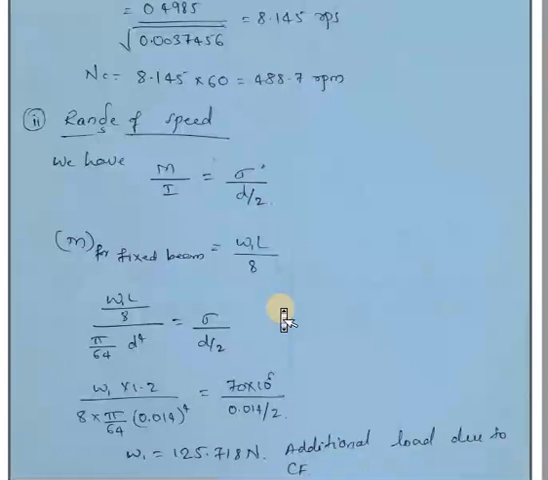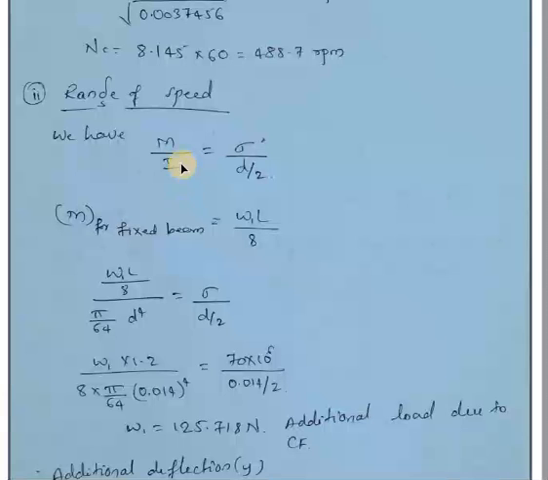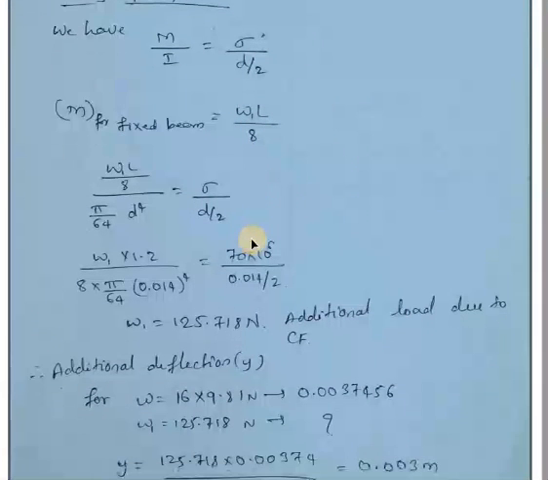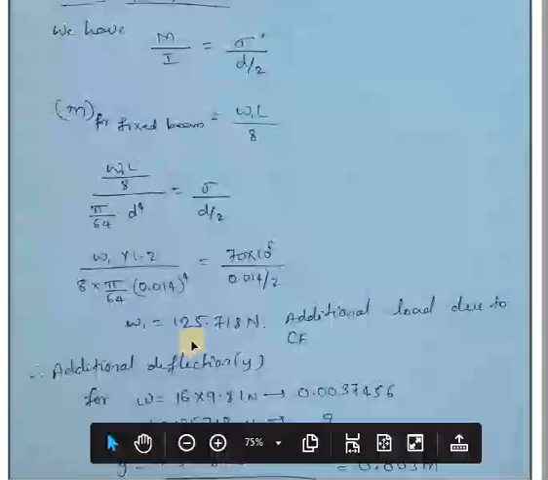Now you have to calculate the range of speed. To calculate the range of speed, let us consider a bending moment. M by I equal to sigma divided by Y, where Y is d by 2. For fixed beam, the bending moment is W1 L divided by 8. So substitute that in this equation. The only unknown is going to be W1. So W1 will be 125.718 Newton, which is the additional load due to the centrifugal force.